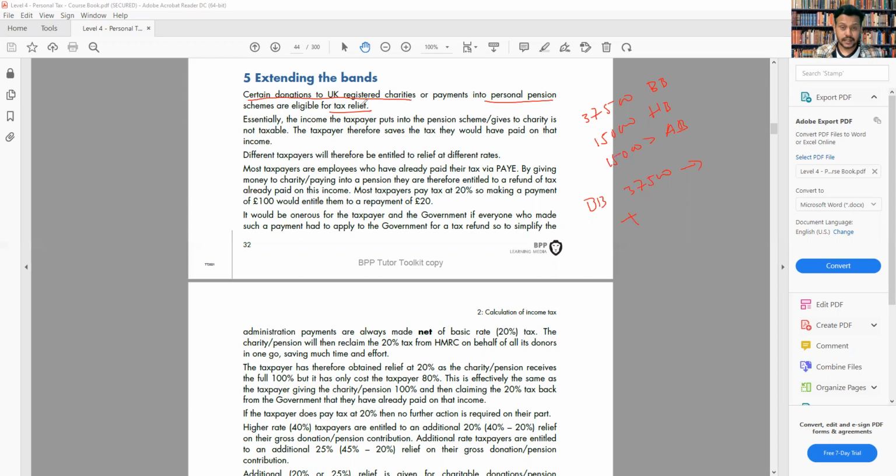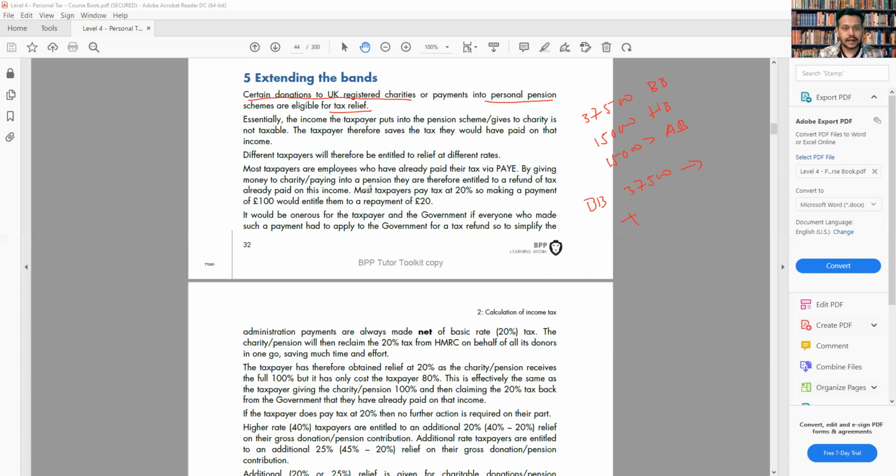That means if we give to a charity registered in the UK or pay into a personal pension scheme, we can extend the basic band. Let's have a look at how it works. Let's quickly read this one. Essentially, the income the taxpayer puts into the pension scheme or gives to the charity is not taxable. The taxpayer therefore saves the tax they would have paid on that income. Different taxpayers will therefore be entitled to relief at different rates.